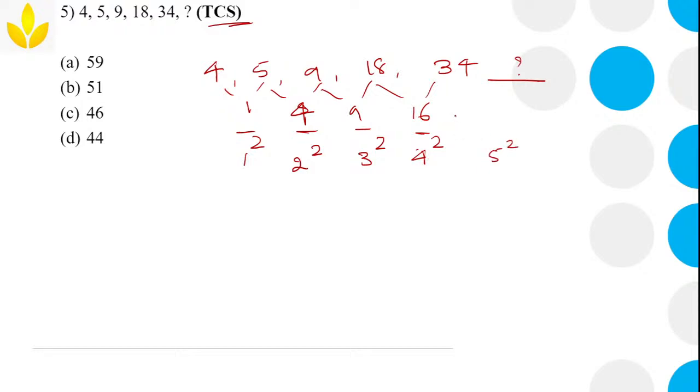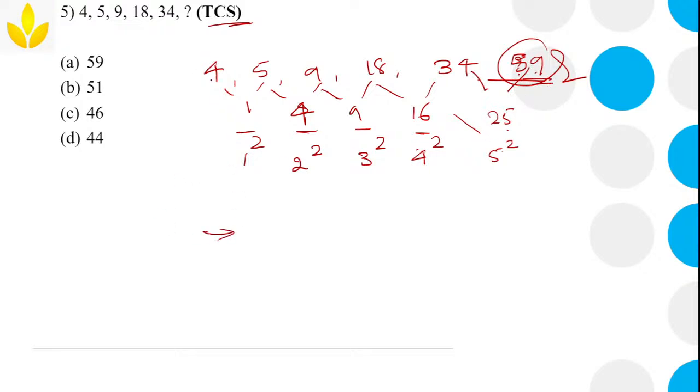It should be 5 square. What is 5 square? 25. Right? Now, 34 plus 25. What it gives me? It gives me 59. So what is the next answer? Which is 59. So 59 minus 34 gives me 25. One way of doing it.